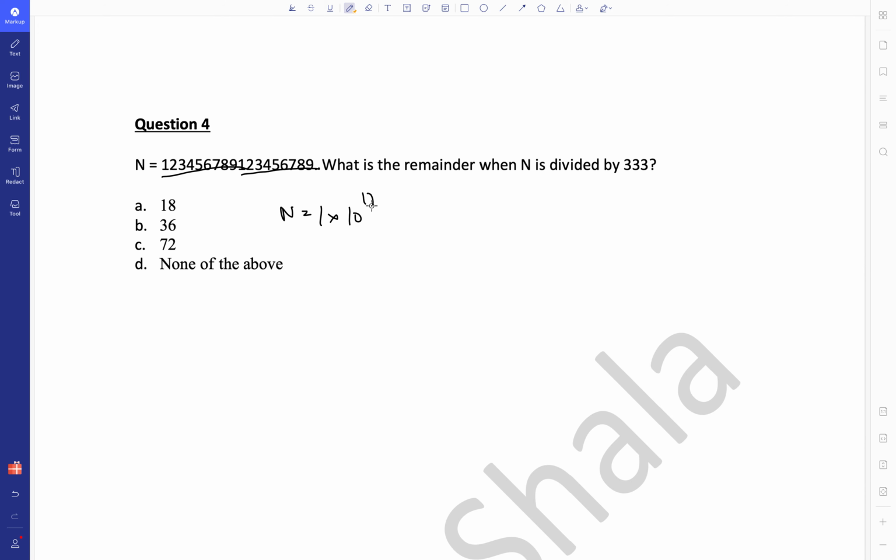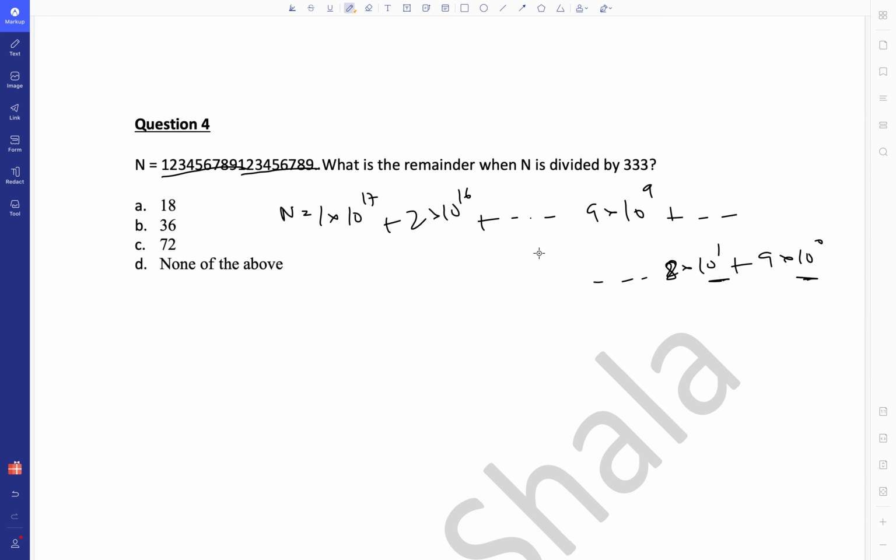So you can write it as 1 into 10 raised to power 17 plus 2 into 10 raised to power 16 plus and so on, then 9 into 10 raised to power 9, plus similarly, after that you will get 8 into 10 raised to power 1 plus 9 into 10 raised to power 0. This is 1, this is 10.